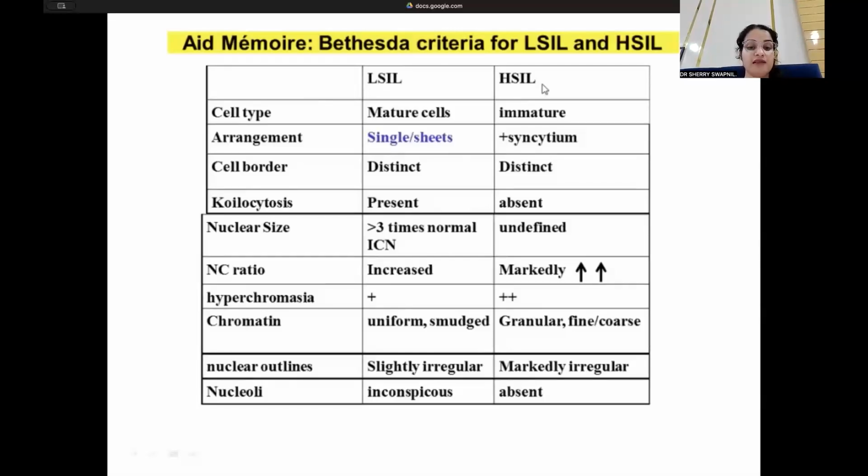Nuclear size is 3 times in LSIL. In case of HSIL, they have not defined the nuclear size, but definitely the NC ratio is markedly increased because the cytoplasm is scanty. They show marked hyperchromasia. Chromatin is granular, coarse, with uneven distribution. The nuclear outline shows markedly irregular nuclear contour in HSIL, and nucleoli are definitely absent in HSIL. So these are the features that we should keep in mind while reporting a case, to decide whether it should be considered LSIL or HSIL. Next slide, please.